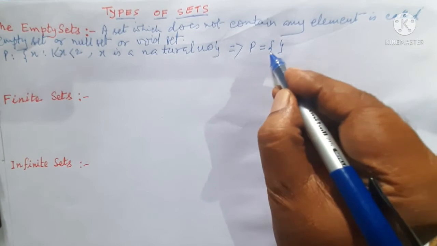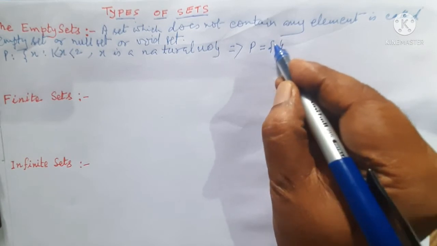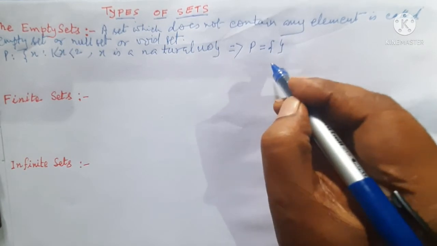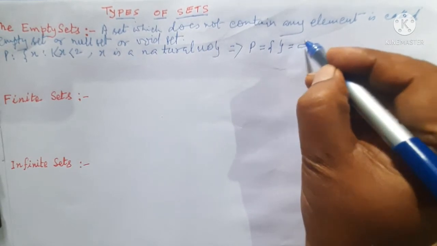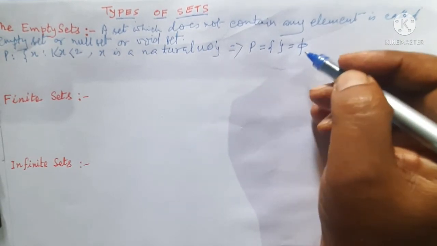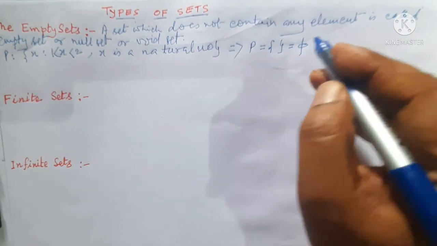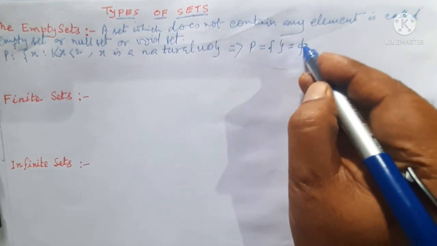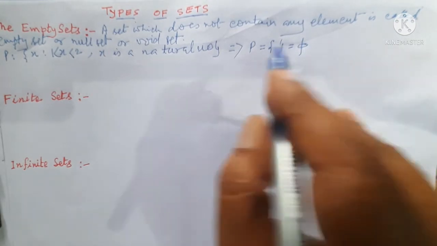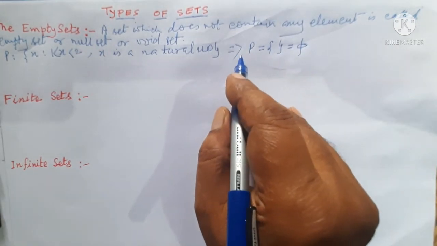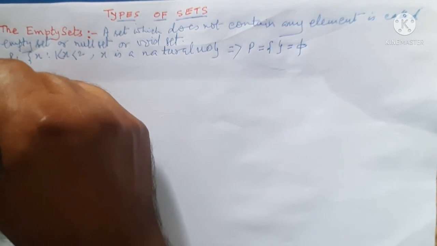This is represented by this, with no element in the curly bracket. This can be represented by the Greek letter phi also. The same symbol is for void set or null set, and this also is for void set or null set. Let us see another example, that is set Q.